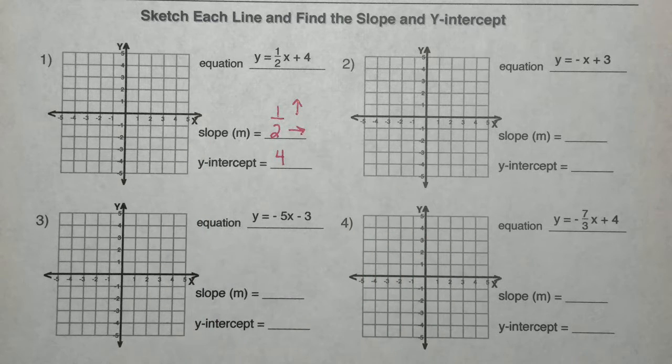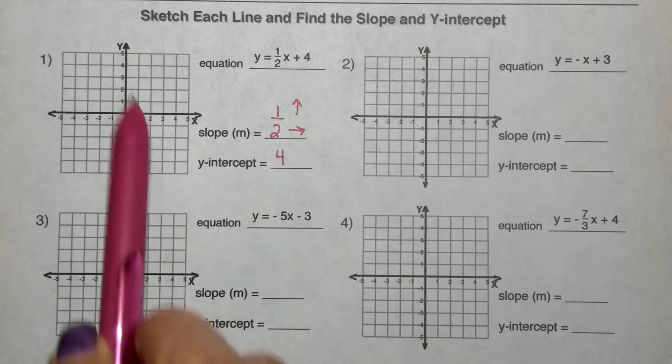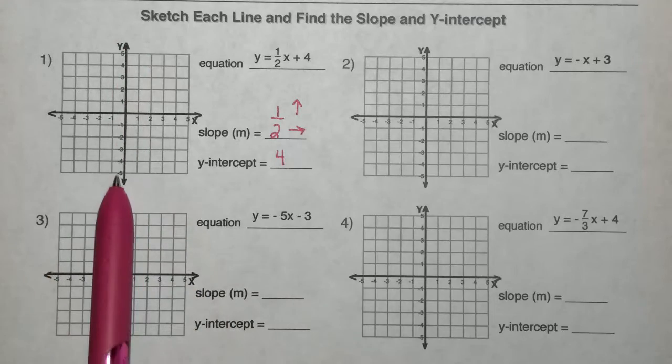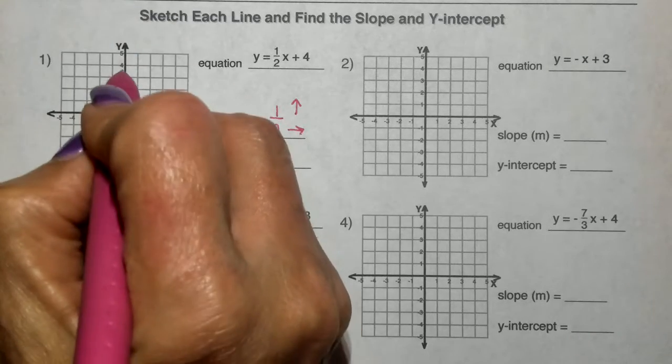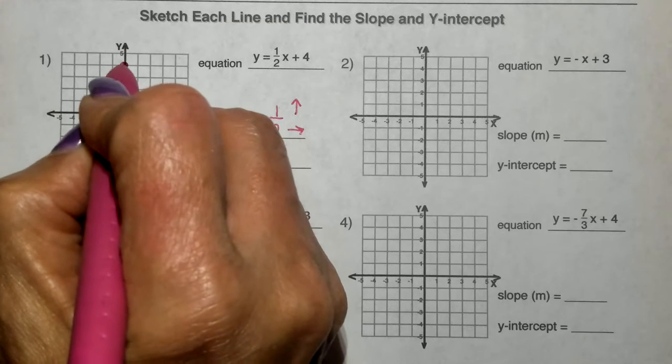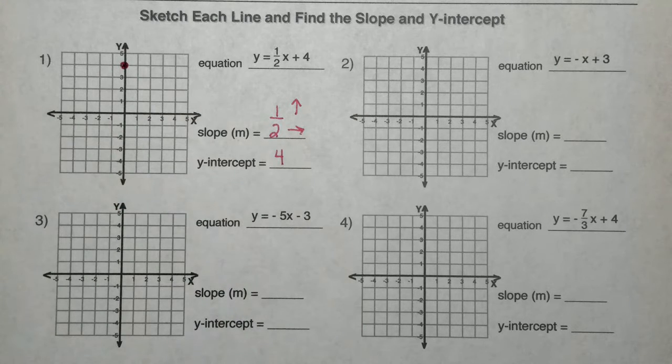Our starting point is our y-intercept. Now notice it says y-intercept, so that means it's on the y-axis. So I need to find this number, positive 4, on my y-axis, which is right there. So that's kind of like our go in Monopoly. That's where we're going to start.